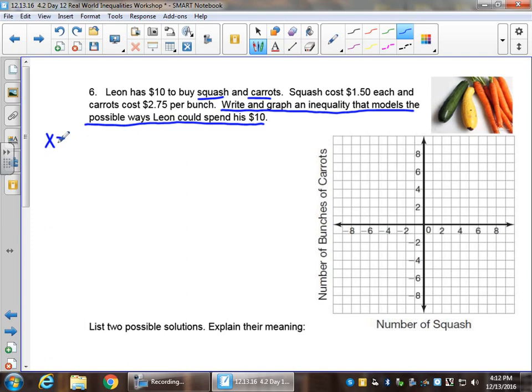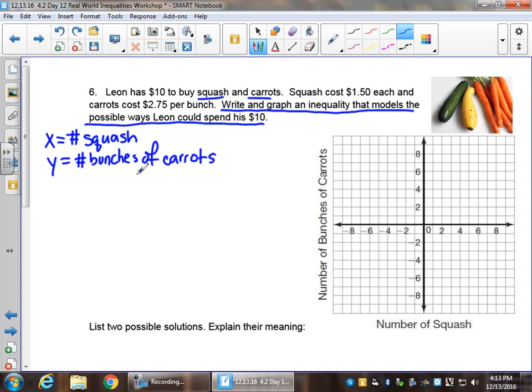So X will be number of squash. I put that first just because it came up first. And then Y will be the number of bunches of carrots. If you wanted to shorten that to number of carrots, I would be okay with that. But technically, these come in bunches.